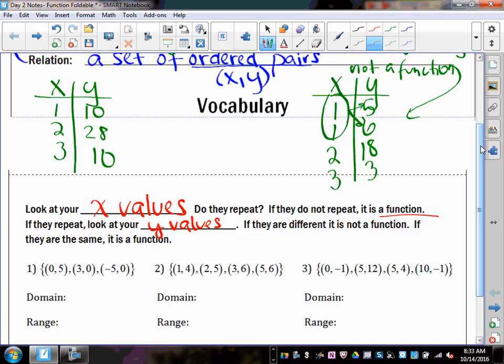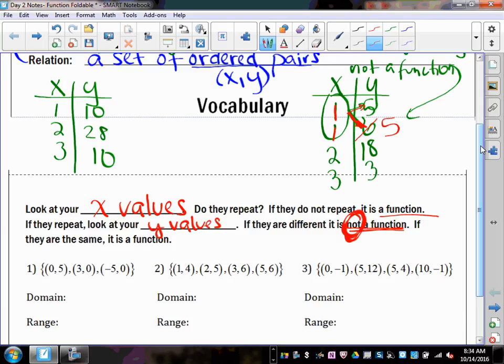So if they repeat like we have here, look at the y values. If they are different y values, then it is not a function. Circle that word not so you recognize it is not. If this was instead a 5, you're good to go. It's a function. That's just the same point listed twice. Good question. So if they are the same, it is a function. So if this were a 5, it would indeed be a function.